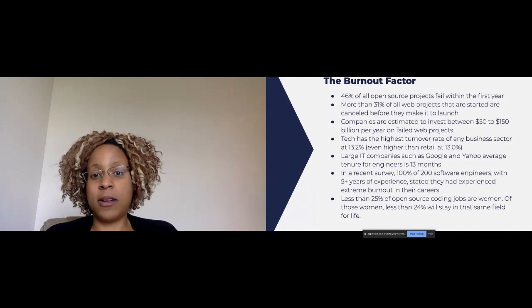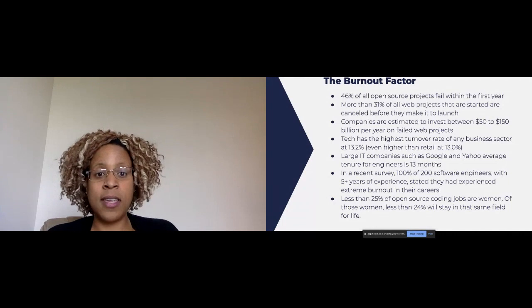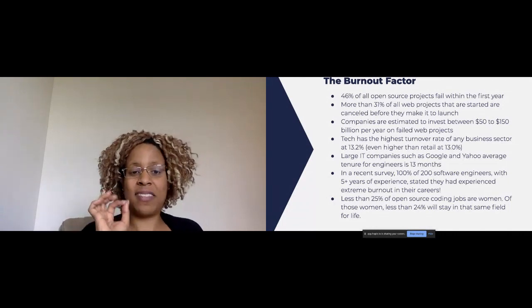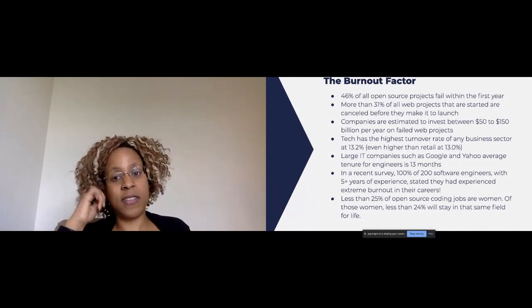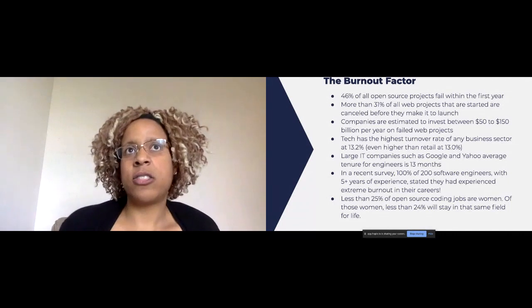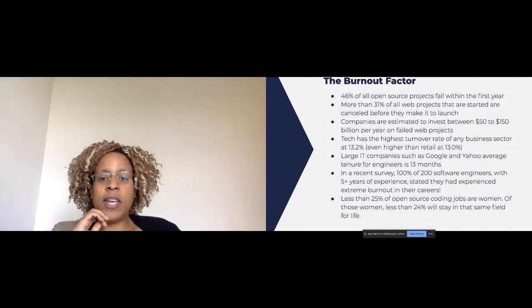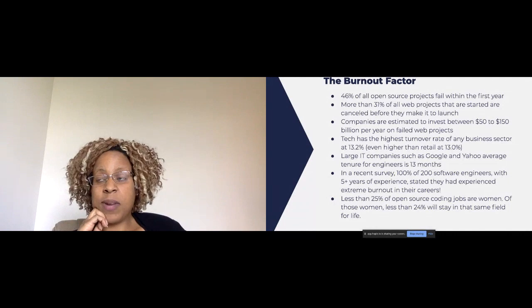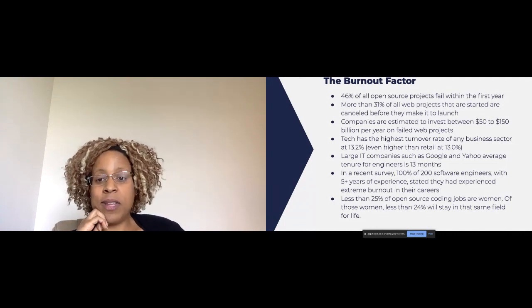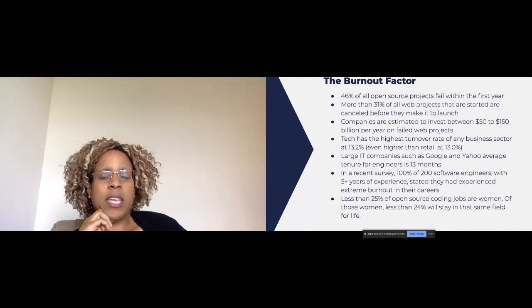Companies are estimated to invest now between 50 and 150 billion a year on failed web projects. The tech industry, as I noted, has the highest turnover rate of any business sector right now, as of about 2017: 13.2%, even higher than retail, the restaurant industry, and the food industry. I found that startling, and I found that statistic in quite a number of places. Large IT companies like Google and Yahoo, average tenure is now 13 to 15 months. That's it, not even barely a year.